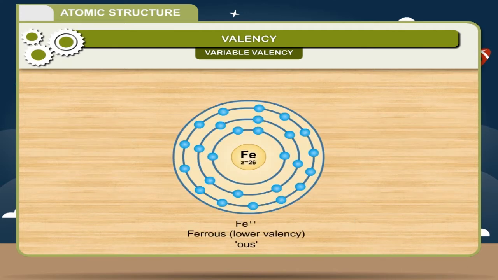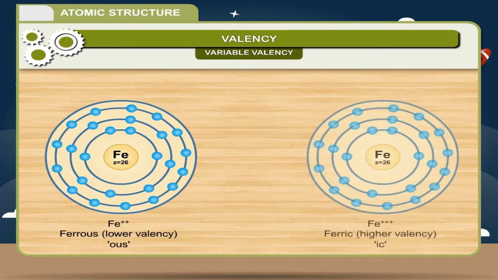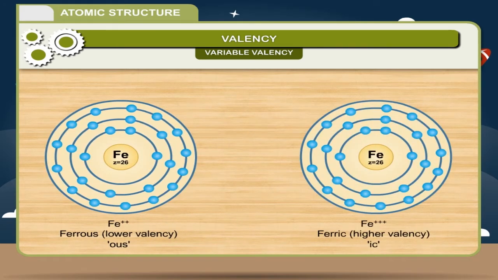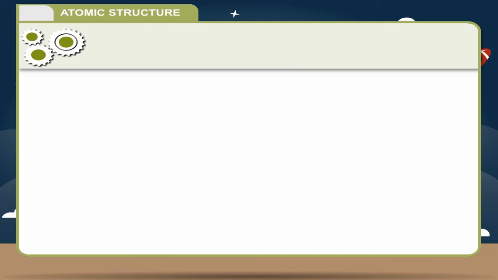The lower valency is shown by adding -ous to the name of element, and higher valency is shown by adding -ic to the name of element. Hence, iron whose name is ferrum becomes ferrous for +2 valency and ferric for +3 valency.